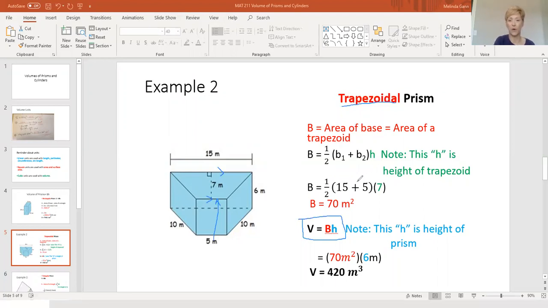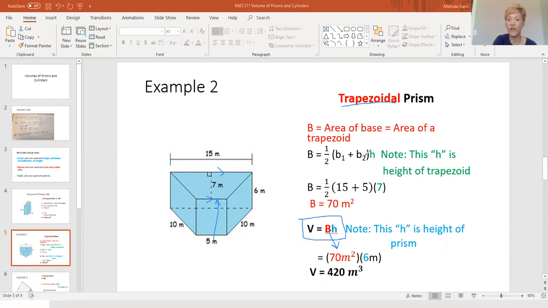So order of operations, parentheses come first, so I added and got 20. Then half of 20 is 10, and 10 times 7 is 70. So the area of that trapezoid right there on the top is 70 square meters. So that 70 goes in place of that B. Now this H right here is the height of the prism. So it's a little confusing, so that's why I put them in different colors.